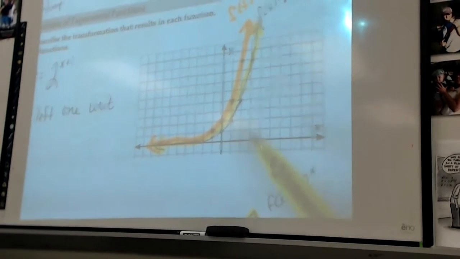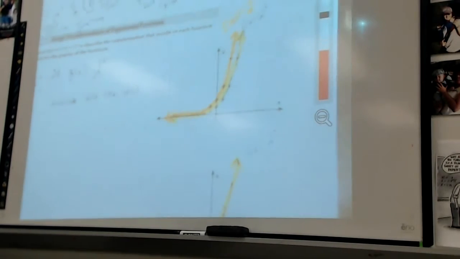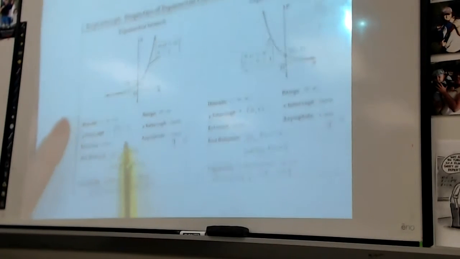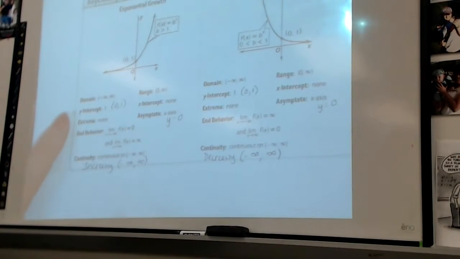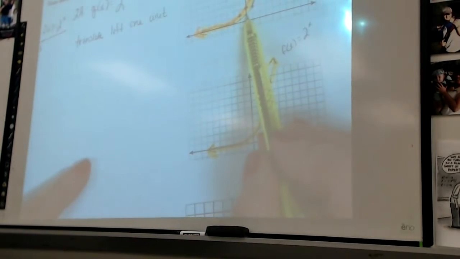So you can see that it moved left 1 unit. Now let's talk about all the things when we analyzed yesterday and looked at the characteristics. Of course, this is an exponential growth. It's still an exponential growth. So all of these things that we know about an exponential growth function, did any of them change when we transformed it? There was one thing that changed. The y-intercept changed because this one moved over here. So now our y-intercept is 0, 2.